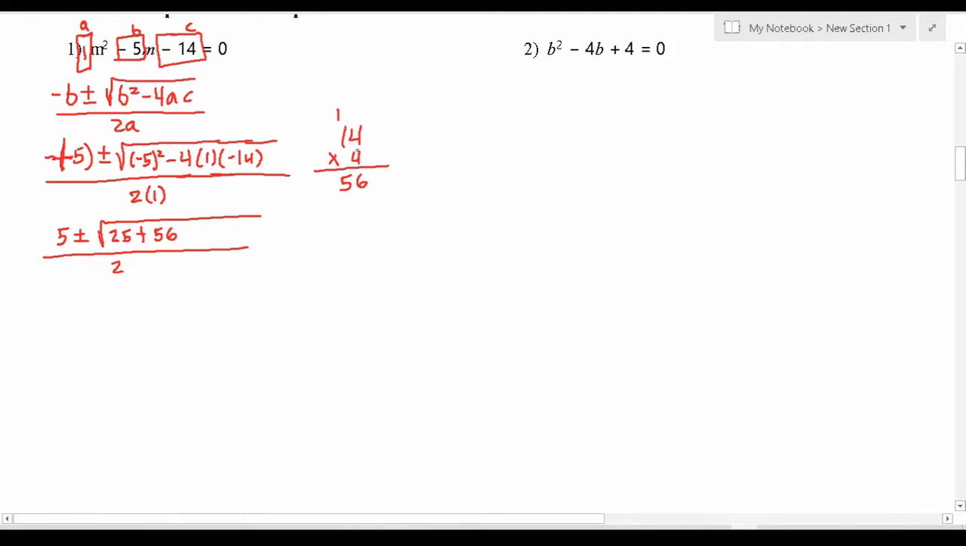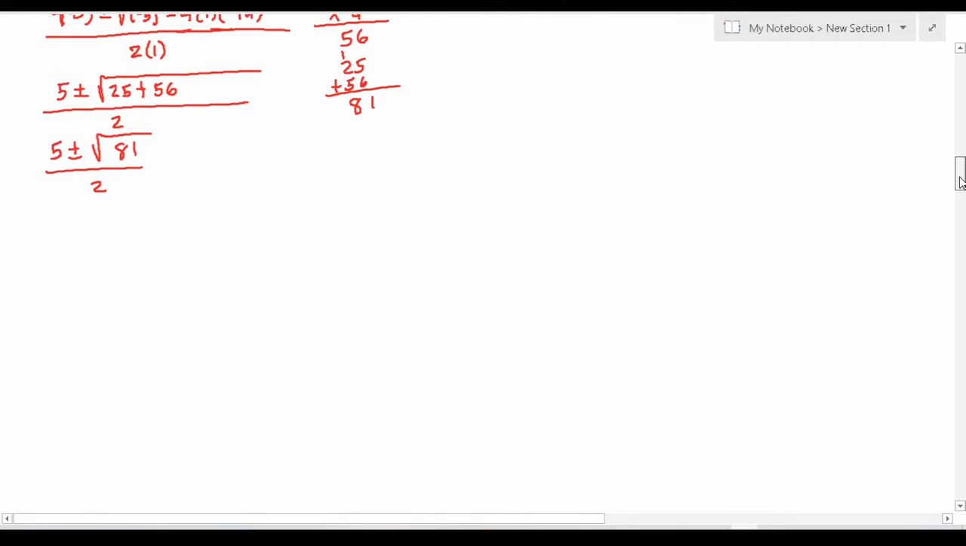In case we need to do it off to the side, let's go ahead and do so. 25 plus 56. 5 plus 6 is 11, so you bring down a 1 and carry a 1. 5 plus 2 is 7, plus 1 is 8. So this becomes 5 plus or minus the square root of 81 all over 2. Okay, we should notice that the square root of 81 is simply going to be 9. So this becomes 5 plus or minus 9 over 2.